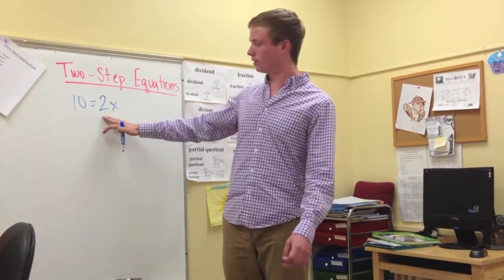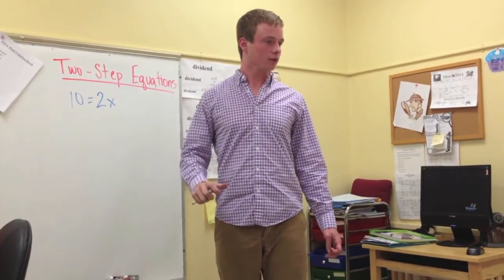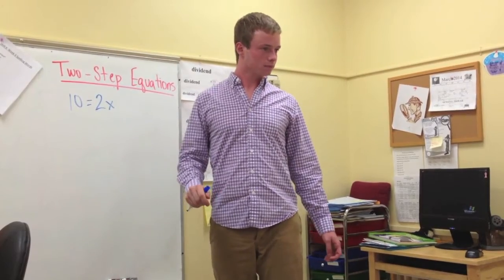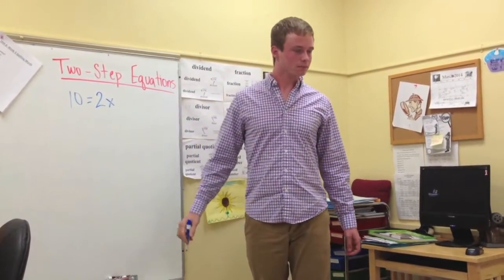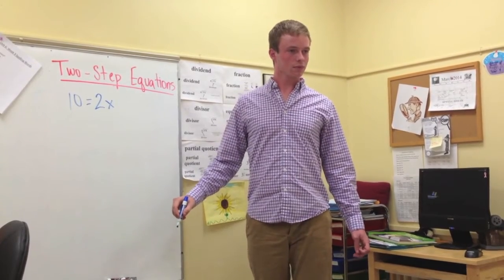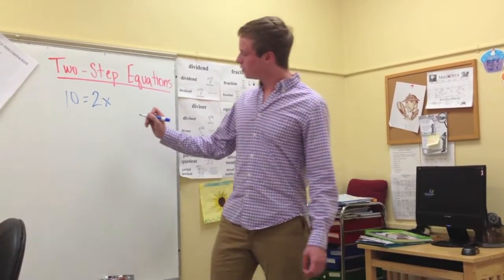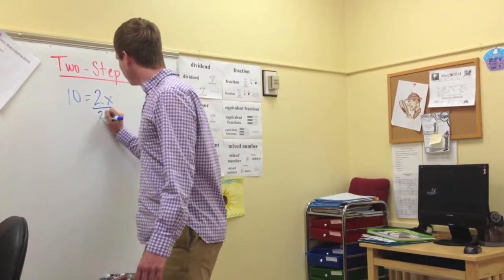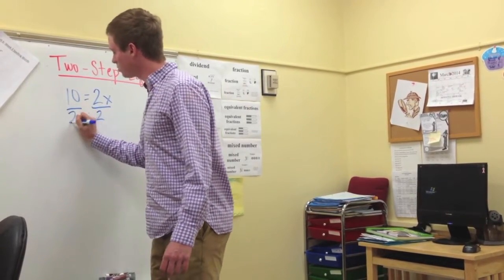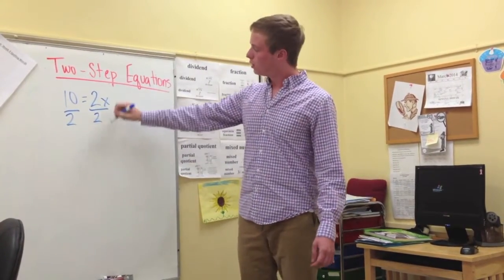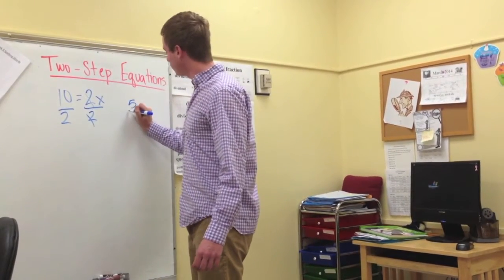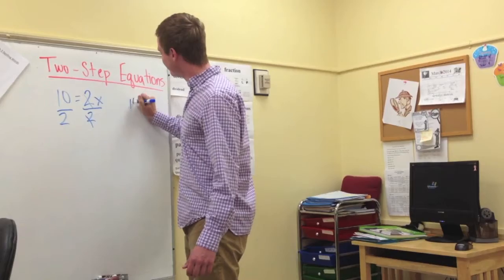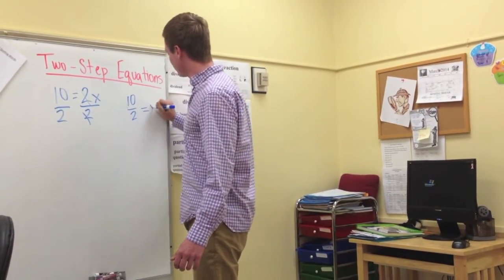So for review, let's do this problem. What's the first step? First we get x by itself. Exactly. And how do we do that? We take away the 2 from both sides. So divide by 2. Exactly. We just use division. So if we put this side over 2, we also have to put this side over 2. So these cancel, and we have 5, or 10 over 2 equals x.